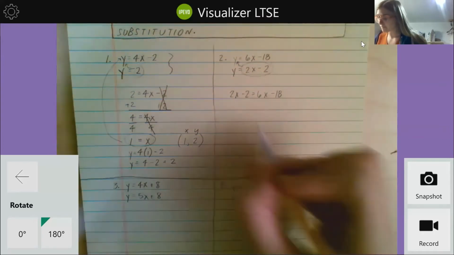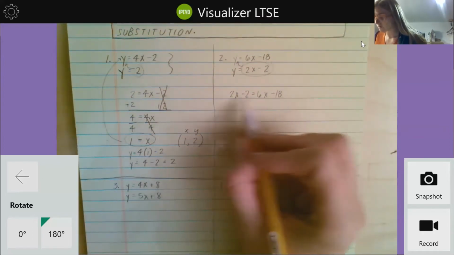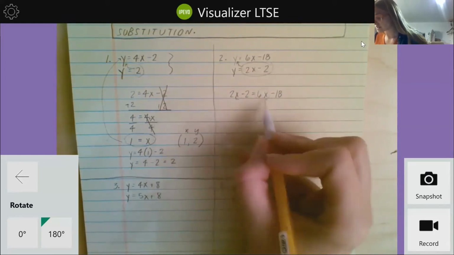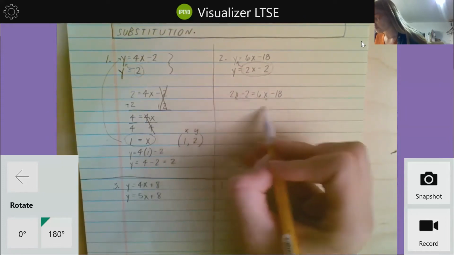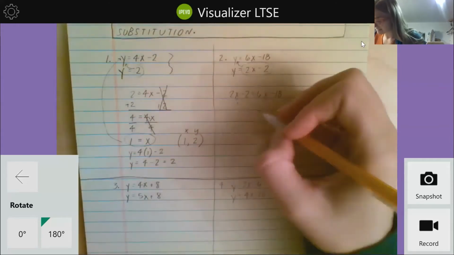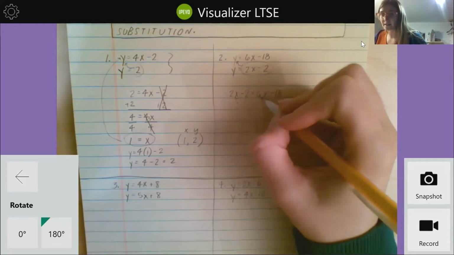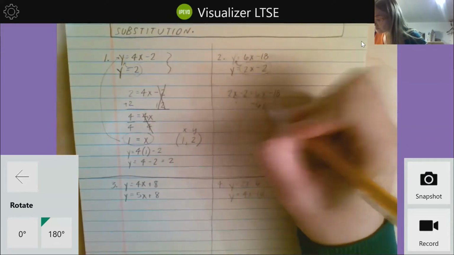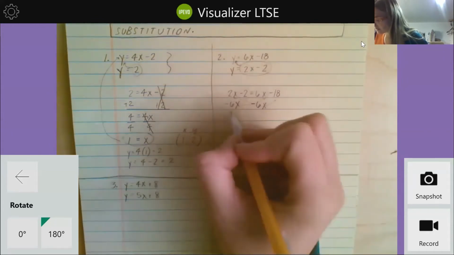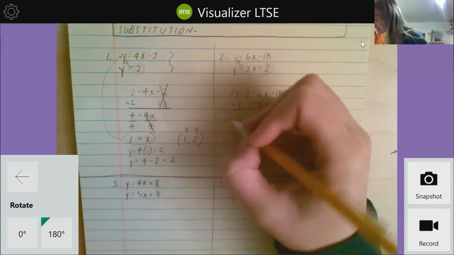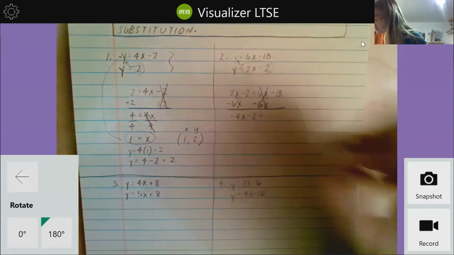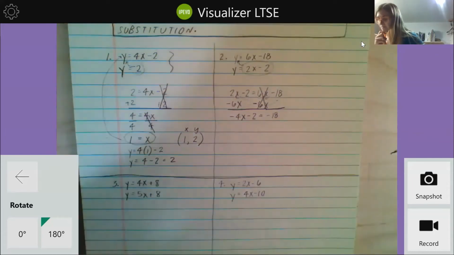So my first step is going to be moving my terms around so that I have all the terms with a variable on one side of the equal sign, and my terms that are constant on the other side of the equal sign. So I'm going to first move my 6x. Since this is a positive 6x, I need to subtract it in order to move. So I subtract 6x over here, which means I have to subtract 6x over there. So over here I get negative 4x minus 2 equals, those cancel out, so I'm just left with the negative 18.